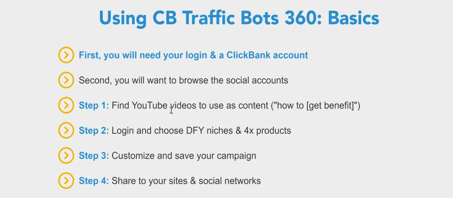The first thing you want to do is to find YouTube videos to use as content. The great thing about TrafficBots 360 is that we're providing preloaded ClickBank affiliate campaigns. Other people are going to provide the content in the form of YouTube videos, and then all you need to do is combine those two things, other people's content and our done-for-you preloaded campaigns, and then share them to social networks for free traffic. So in other words, the content that you'll be using is other people's content in the form of YouTube videos.